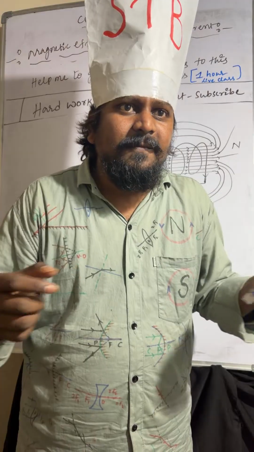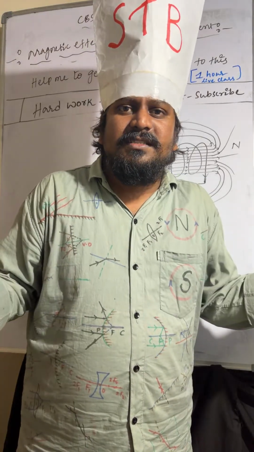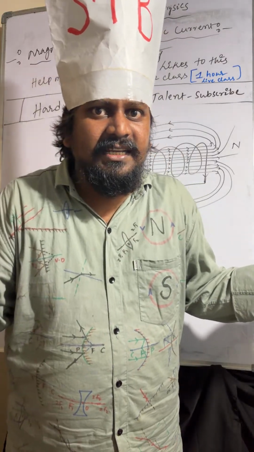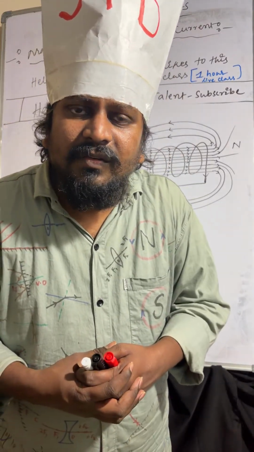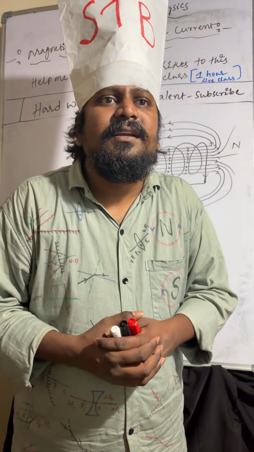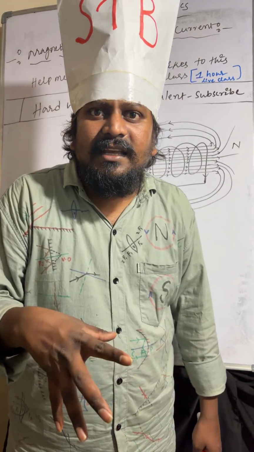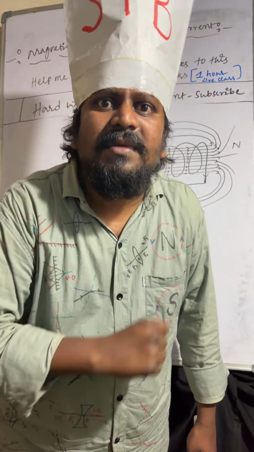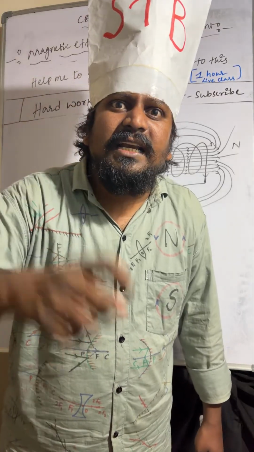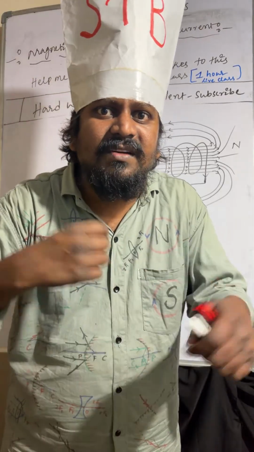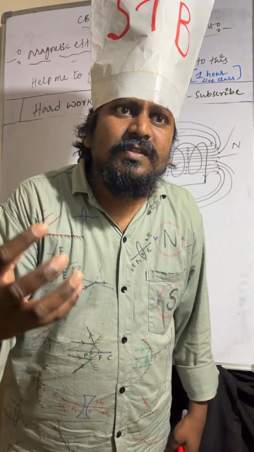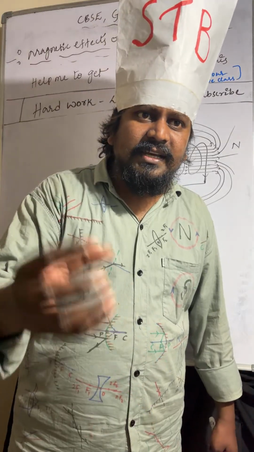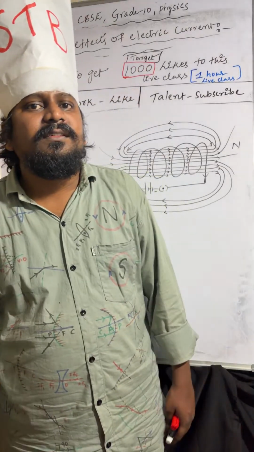By increasing the number of turns, we can increase the magnetic field. By increasing the strength of current, we can increase the magnetic field. By increasing the number of turns, number of loops, we can also increase the magnetic field.